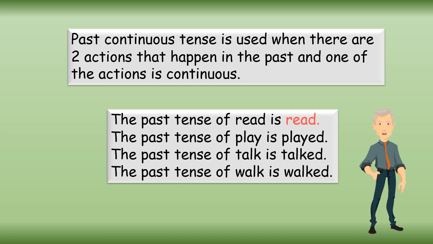Past continuous tense is used when there are two actions that happen in the past and one of the actions is continuous. Here are the verbs that we're going to use. The past tense of read is read. The past tense of play is played. The past tense of talk is talked. The past tense of walk is walked.